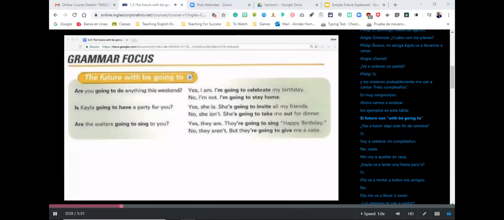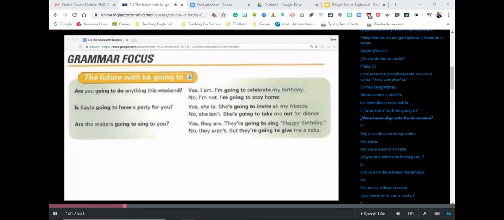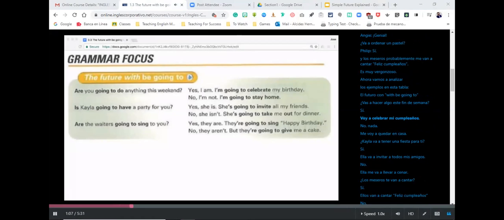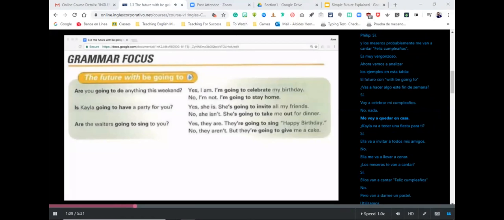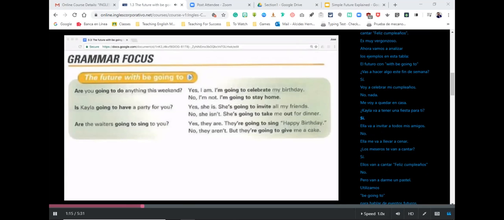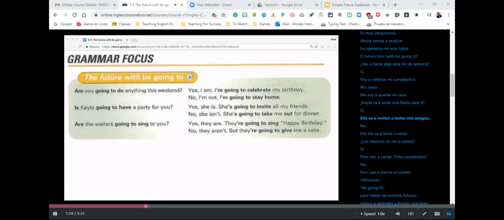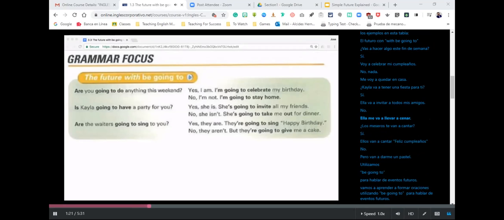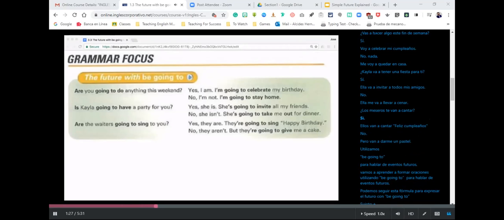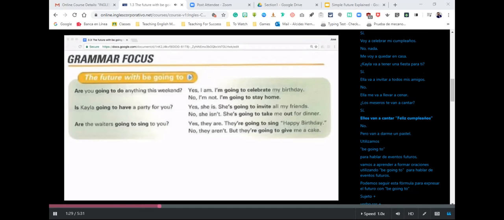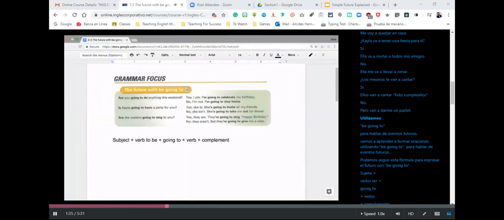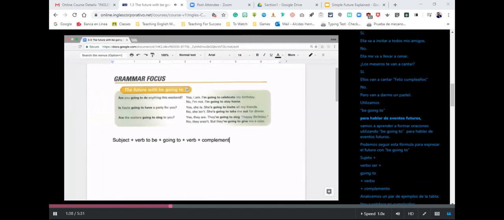Now let's analyze the examples from the chart. The future with be going to. Are you going to do anything this weekend? Yes, I am. I'm going to celebrate my birthday. No, I'm not. I'm going to stay home. Is Kayla going to have a party for you? Yes, she is. She's going to invite all my friends. No, she isn't. She's going to take me out for dinner. Are the waiters going to sing to you? Yes, they are. They're going to sing happy birthday. No, they aren't. But they're going to give me a cake. We use be going to talk about future events.